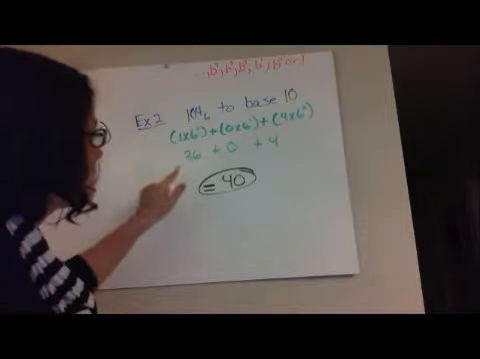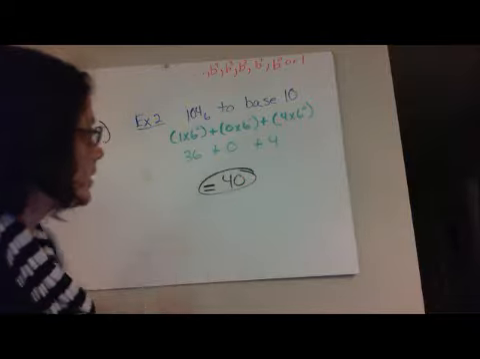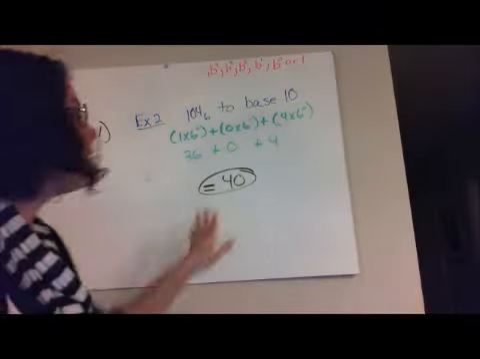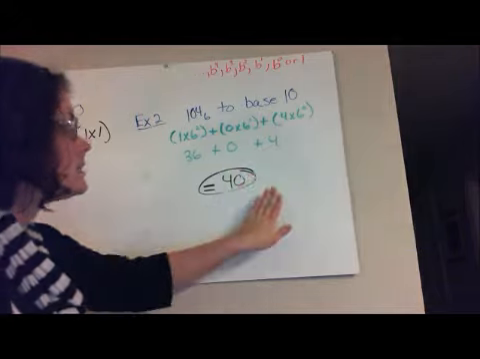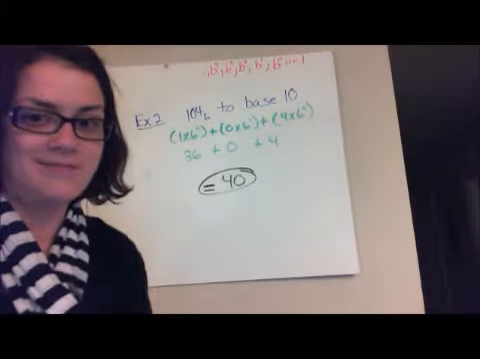6 squared times 1 is 36, plus 0 plus 4 equals 40. Once again, this is in base 10, so there's no need to add 10 to the bottom of that.